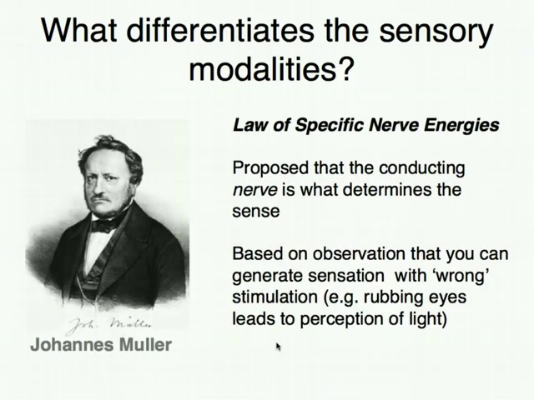Johannes Müller proposed that what gave the different senses their different kinds of qualities is the conducting nerve. It's not what's stimulating it, but the conducting nerve. So you can tap on your eyes in the dark, and that will produce a light sensation. His argument was that's because it's the optic nerve that's conducting the information to the brain, and that nerve relays visual information, which has a different quality than, say, auditory information.